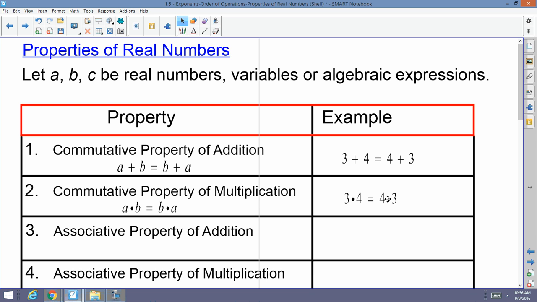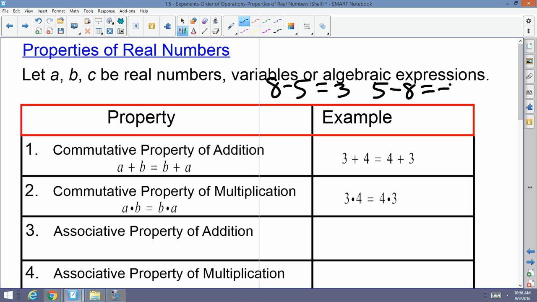Why do you think it won't work with subtraction? Give me an example. Please, if you can think of one. What do you think? I don't think it will work. Okay, but why? Give me an example. For example, what's 5 minus 8? Negative 3, right? And then what's 8 minus 5? No, 8 minus 5 is 3. So can that work with subtraction? Yeah, 8 minus 5 is 3. 5 minus 8 is negative 3. That doesn't work. That's why you're not going to see any properties here with subtraction like that. You can't change the order.